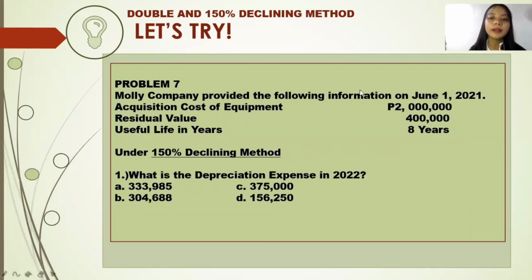Molly Company provided the following information on June 1. We always look at the data. Earlier, the given date was January. Now it is June. How do we handle June? The acquisition cost is still 2 million. Residual value, 400,000. Useful life, 8 years. Under the 150% declining method. What is the depreciation expense in 2022?